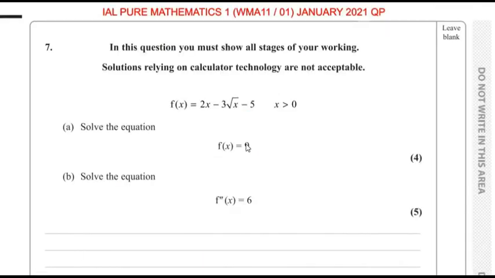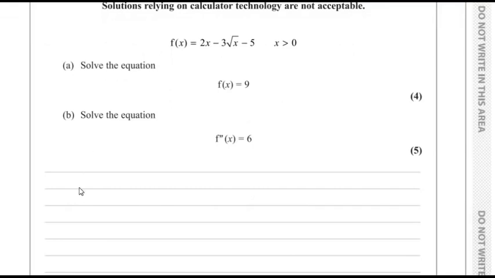Now let us look at the next question from the January 2021 question paper. In this question you must show all stages of your working, and solutions relying on calculator technology are not acceptable. f of x is given as 2x minus 3 root x minus 5, where x is greater than 0. Solve the equation f of x equal to 9. So let us start solving part A.